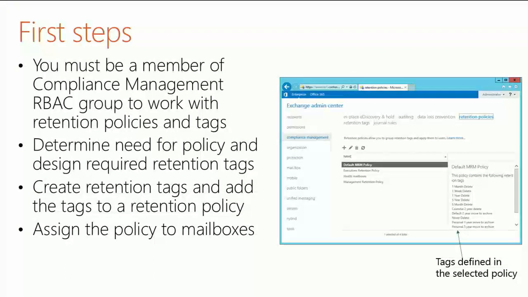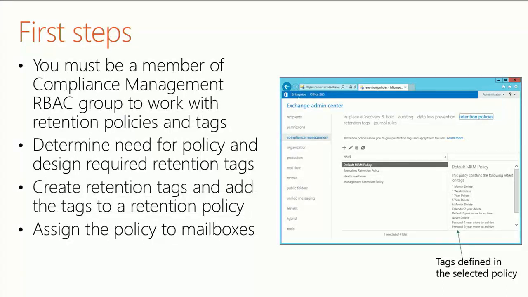So you determine the need for the policy and you've done your design. I think it's a good idea to actually write out a little chart. Just define your policy, business policy, the name of the policy, who it's going to apply to, and all the tags you need. And then you go and create them. You can do that through EAC, or you can do it through PowerShell. And then we'll assign the policy to mailboxes.